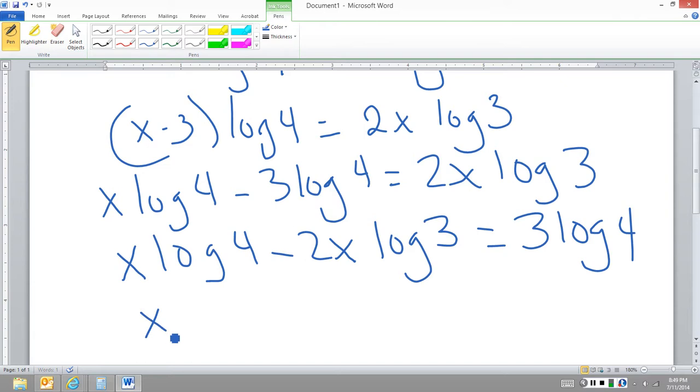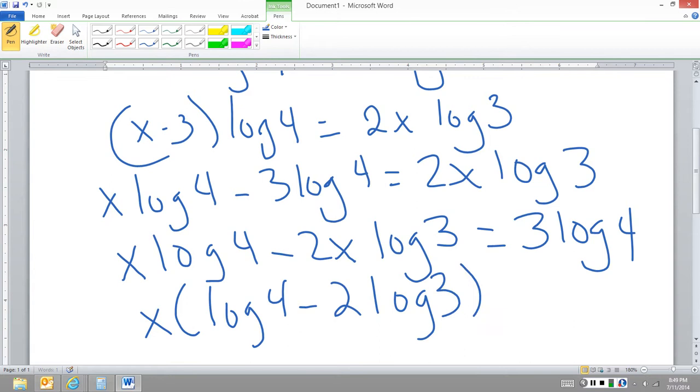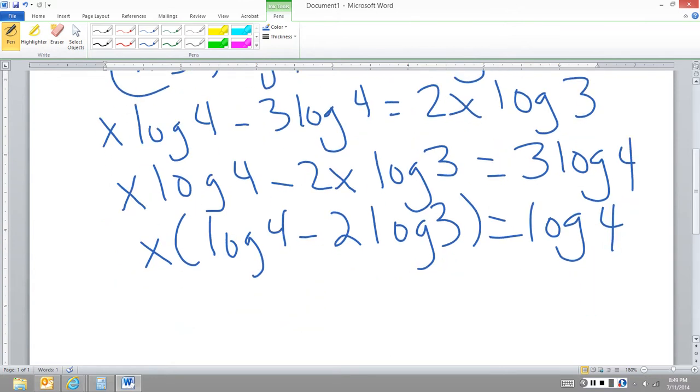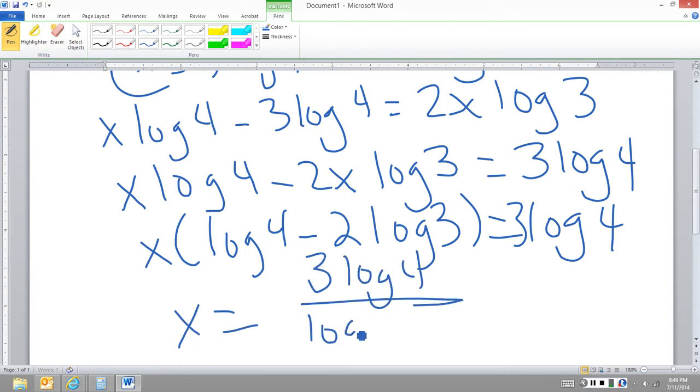And I'm going to pull out an x. I'm going to factor it out. Then that way, I am able to solve for it. Oh, don't forget my 3. So I have x equals 3 log 4 over log 4 minus 2 log 3. And this is my answer.